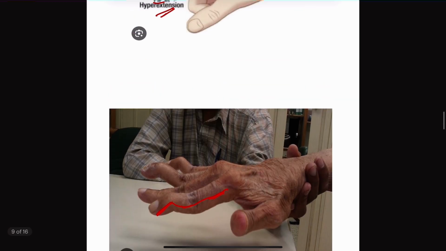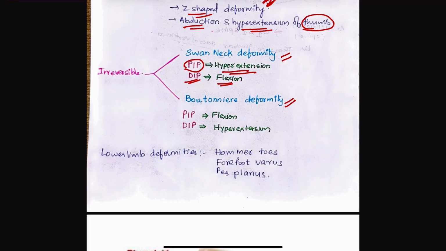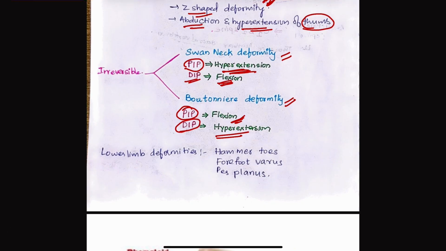Okay. Now let us move on to another irreversible deformity, that is boutonniere deformity. In boutonniere deformity, there will be flexion at proximal interphalangeal joint and hyperextension at distal interphalangeal joint, just opposite to our swan neck deformity, right? In swan neck deformity, there was hyperextension at proximal interphalangeal joint and flexion at distal interphalangeal joint. When you come to boutonniere deformity, there is flexion at proximal interphalangeal joint and hyperextension at distal interphalangeal joint.